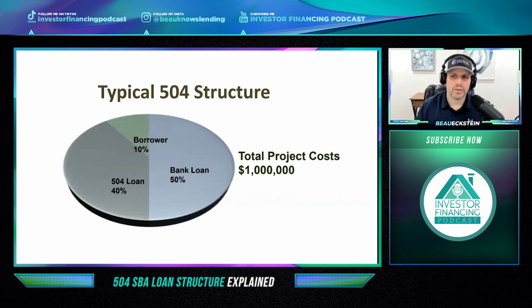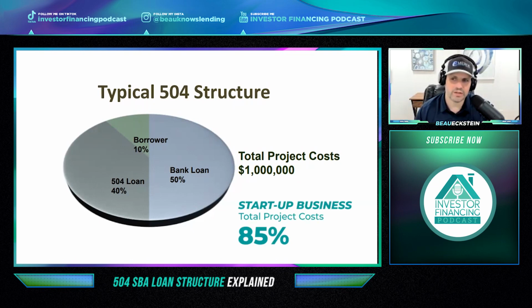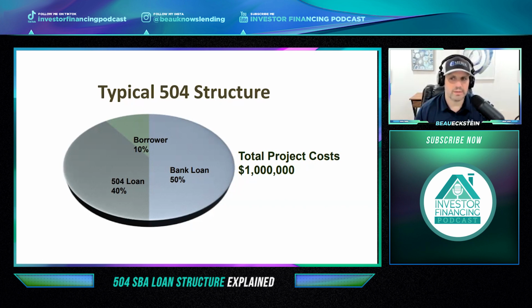So we're able to finance 90% of total project costs for a business that is expanding, or they're building, or they're doing a rent replacement and building their own building. For a startup business, usually you're looking at 85% of total project costs being able to be financed. So we're going to finance 90% of total project costs, which are hard and soft costs.